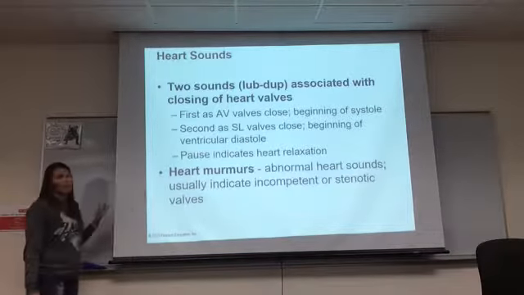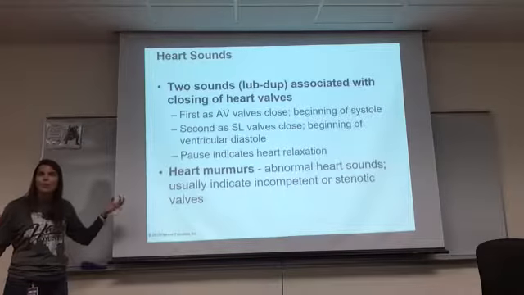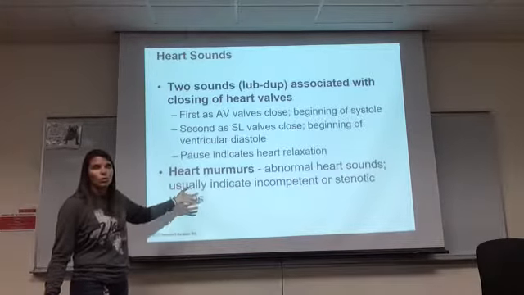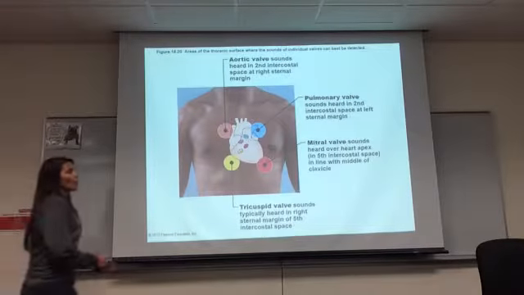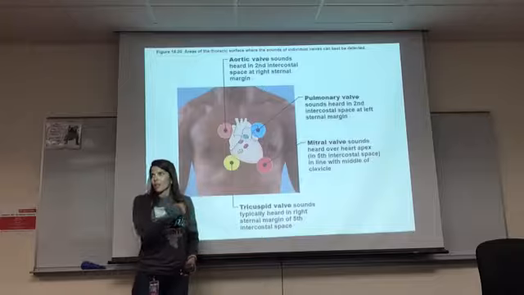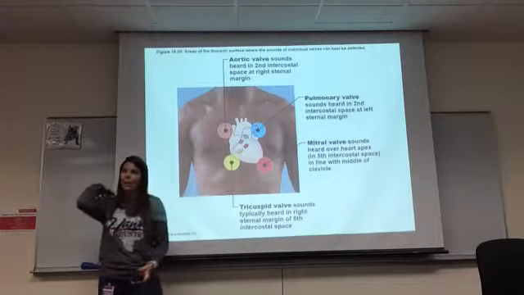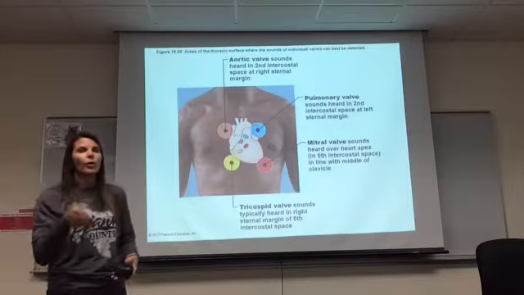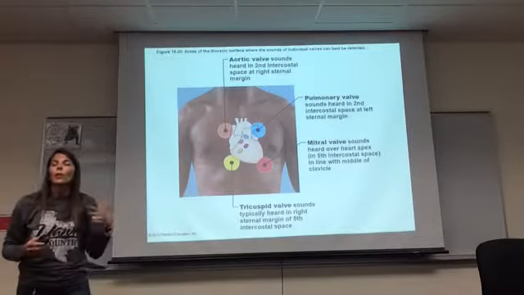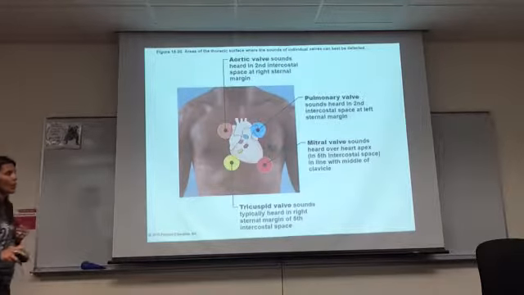Heart murmurs or abnormal heart sounds are usually because you have incompetent or stenotic valves. So your valves are either too weak or too strong. That causes those other sounds. When a doctor moves that stethoscope to 4 places on your chest, they're listening for each of those valves. And then they'll put it on your back too and listen for each of the valves, trying to figure out if the blood is flowing the way it's supposed to. If they hear a swirling sound, we know something's wrong. So they're listening for sounds that indicate something's not working correctly.